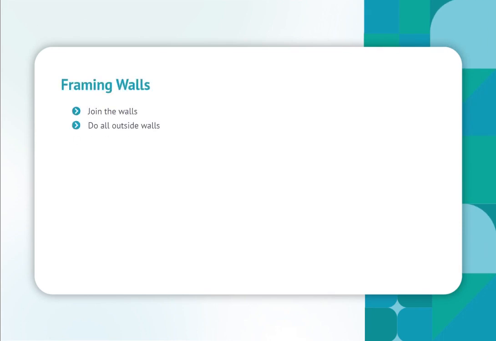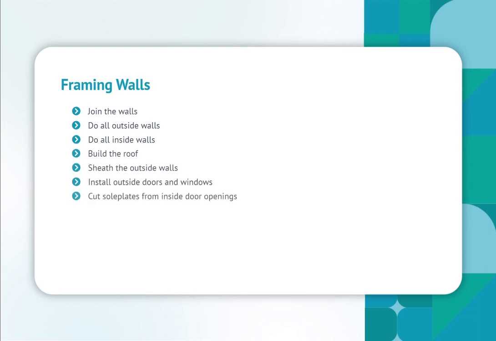Join the walls. Do all outside walls. Do all inside walls. Build the roof. Sheath the outside walls. Install outside doors and windows. Cut sole plates from inside door openings.